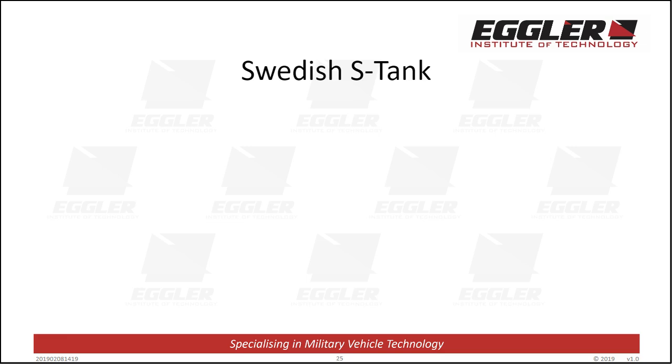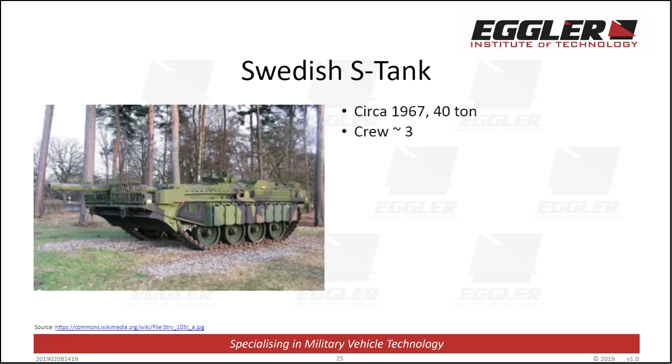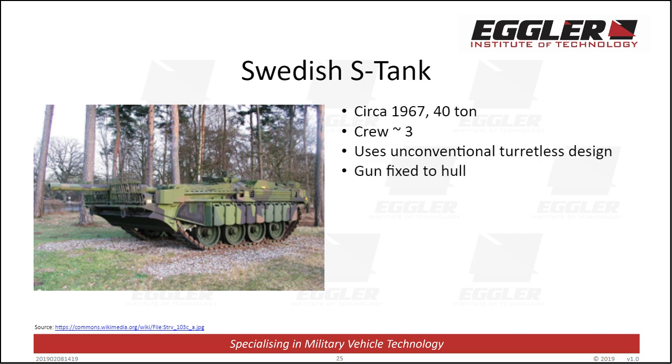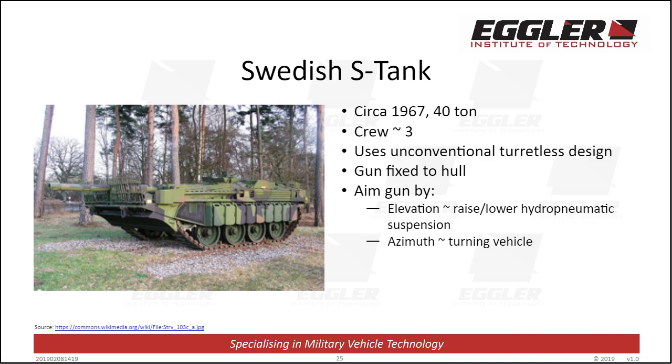The final vehicle we will look at is the Swedish S-tank. You can see that this tank uses an unconventional turretless design, which means that the gun was fixed to the chassis. So how do you fire this tank? To do this, the tank used a highly sophisticated and complex suspension that allowed it to dip so that the gun could be aimed in elevation. To aim the gun in azimuth required the gunner to pivot the tracks.